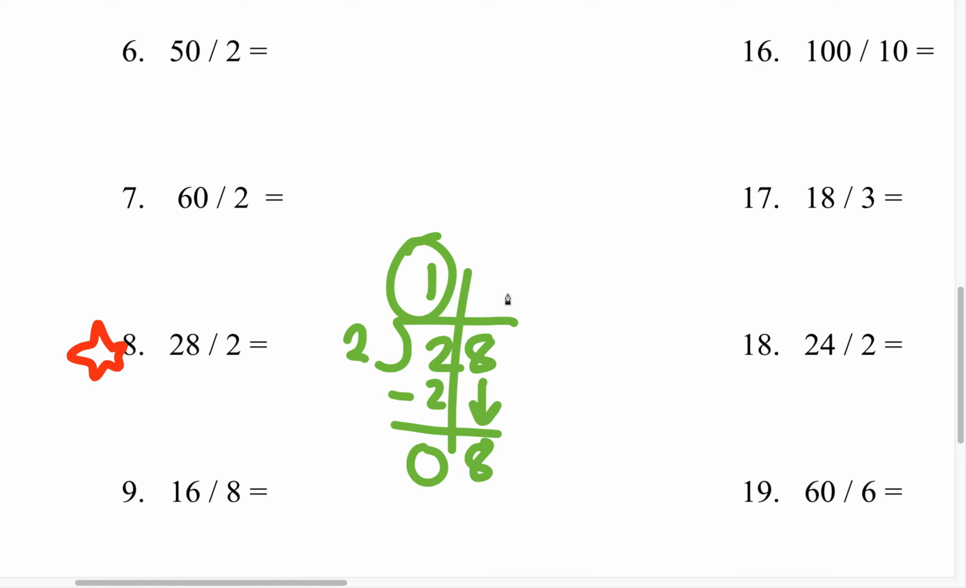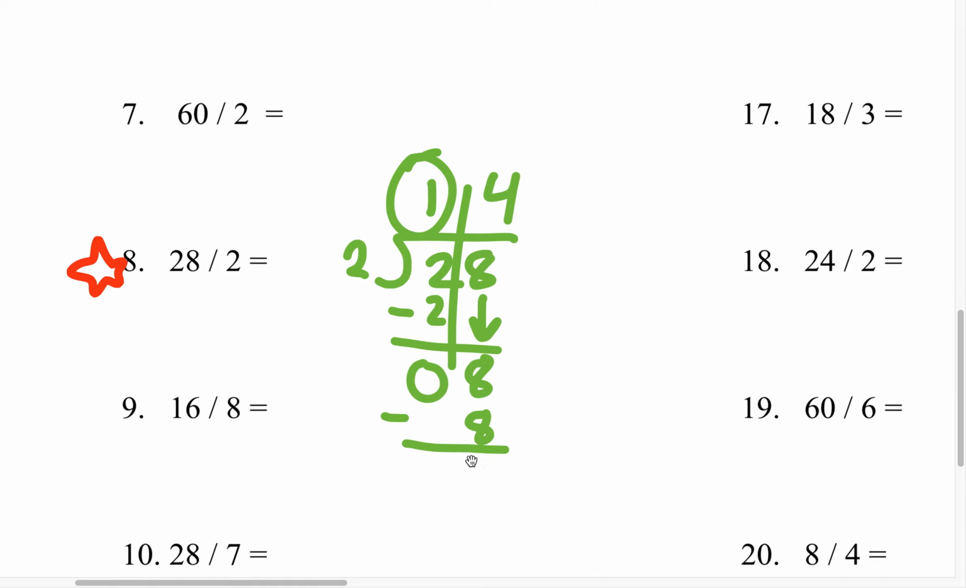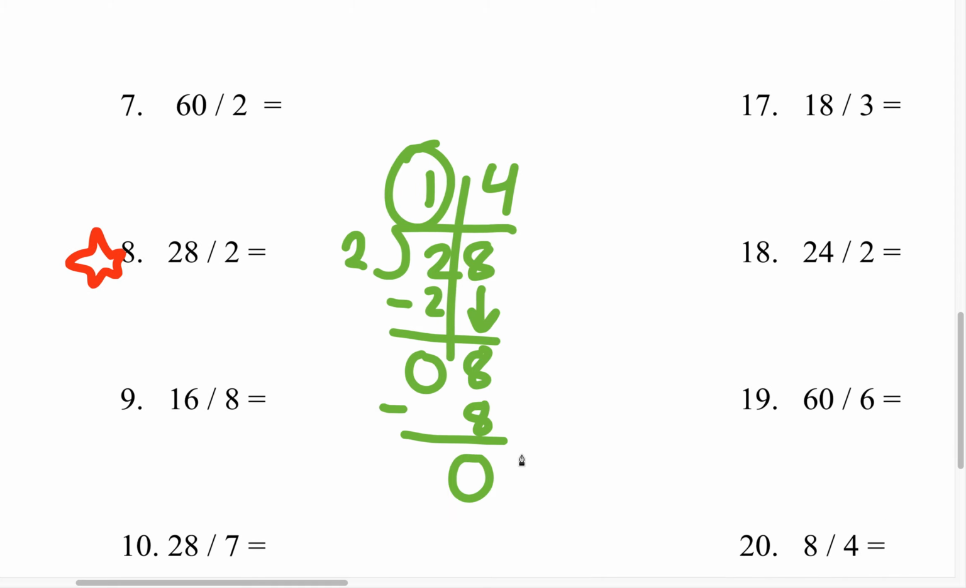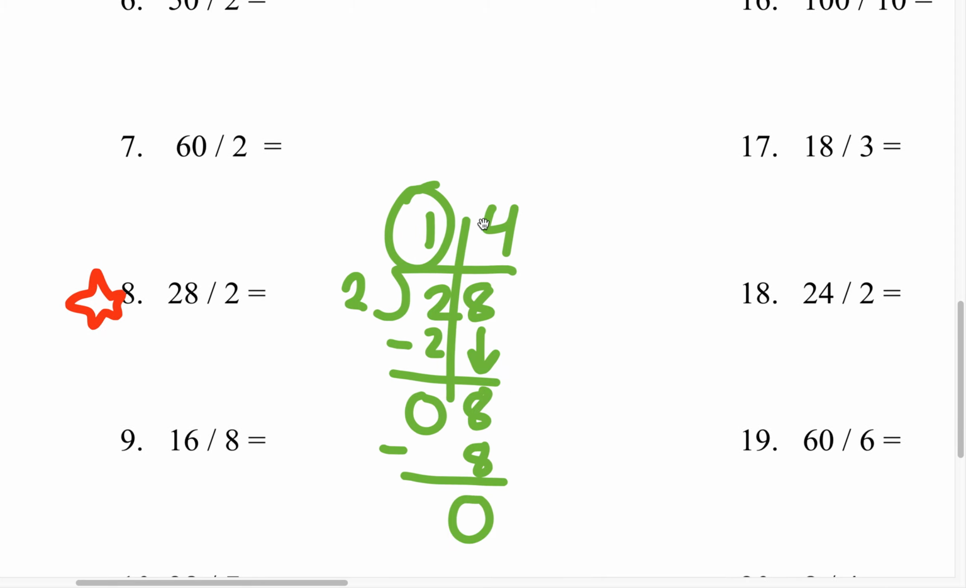Since there's another slot, we have to put another number in. How many times can 2 go into 8? 2 times 1 is 2, 2 times 2 is 4, 2 times 3 is 6, and 2 times 4 is 8. So 2 can go into 8 four times. 2 times 4 is 8, that's going to cancel out and be 0. So that means there's no remainder, and the answer is 14.